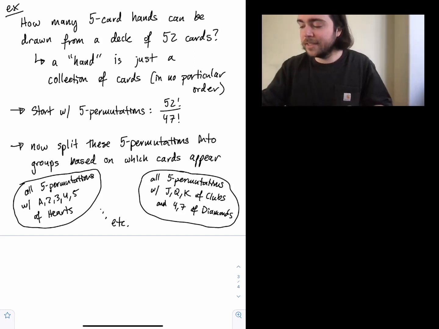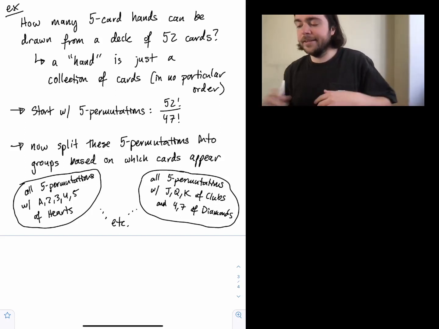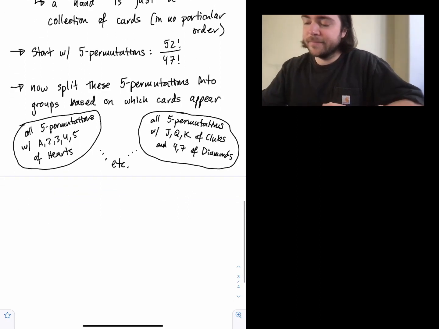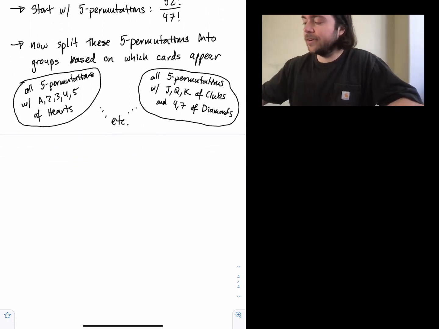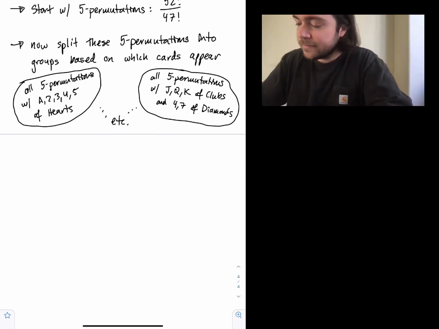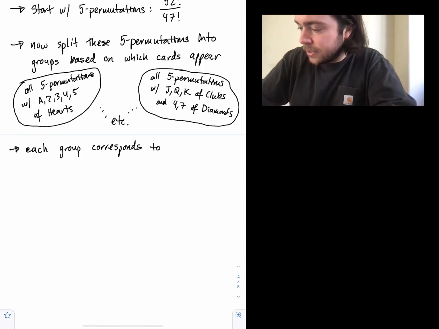So I have all of these groups on the table. These are just 2 examples. I put all the 5-permutations on the table, and I arrange them into groups depending on which cards appear in those permutations. And what we can notice here is that each group corresponds naturally to a particular 5-card hand. Why is this helpful for counting our 5-card hands?